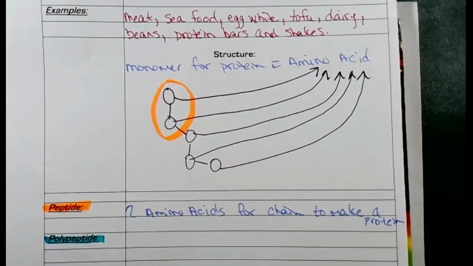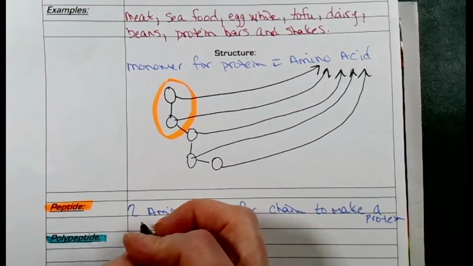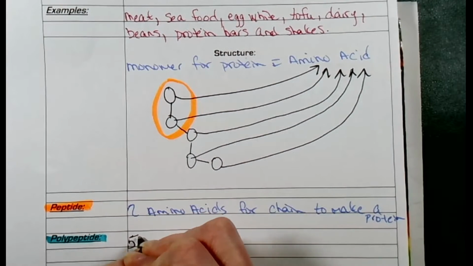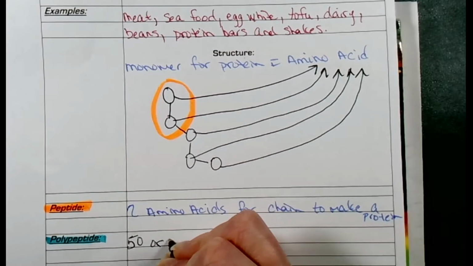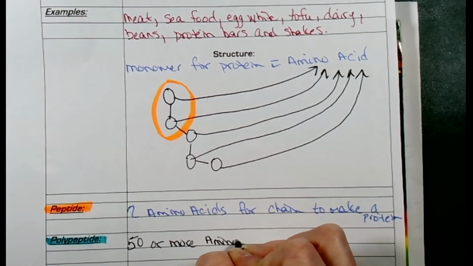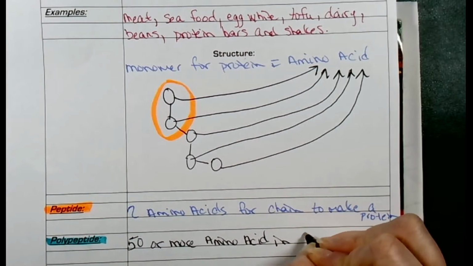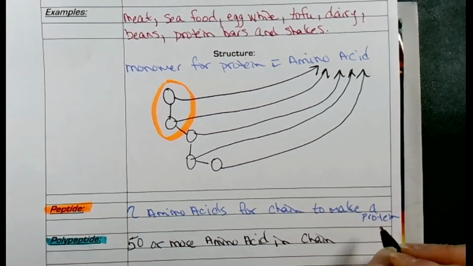Polypeptide is a huge chain of amino acids forming a huge protein. So polypeptide is 50 or more amino acids in a chain that make a protein.